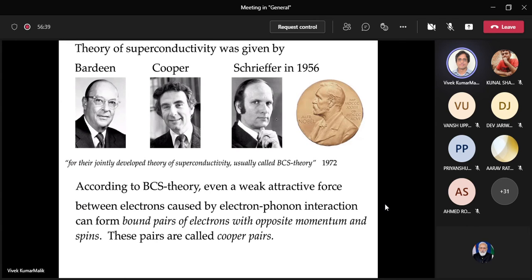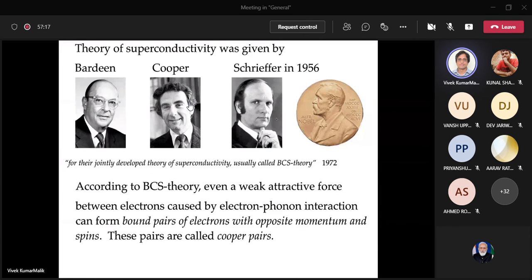It's called BCS theory, Bardeen, Cooper, Schrieffer, 1956. I will briefly explain what it is. Usually, between electrons, both are negatively charged, so if you bring them close together, they would repel each other. But they can form an attraction. A weak attractive force can be formed between the electrons by electron-phonon interaction.